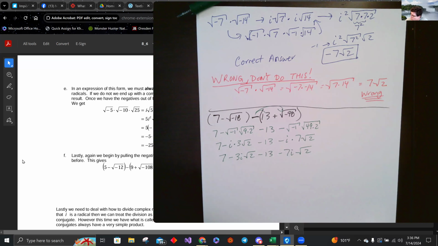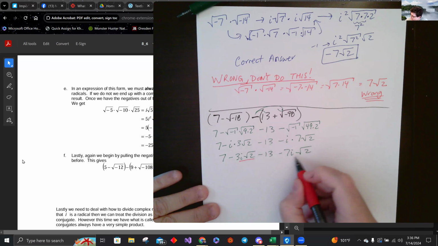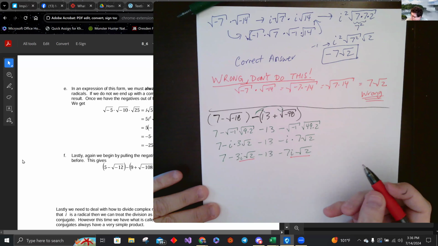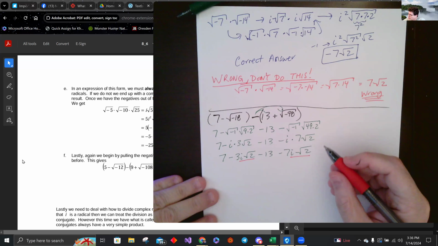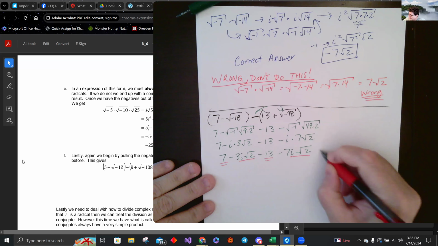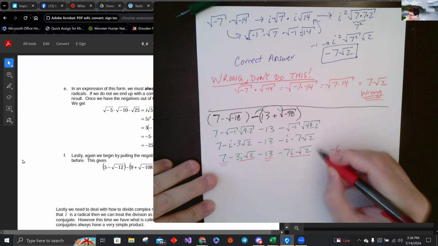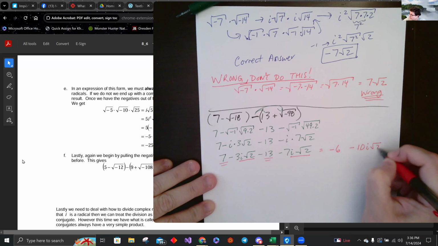And these are like terms. I've got an i root 2. I've got an i root 2. They both have the same i. They both got the same radical. We can combine them. We can also combine these two. I get negative 6 and then minus 10i root 2.